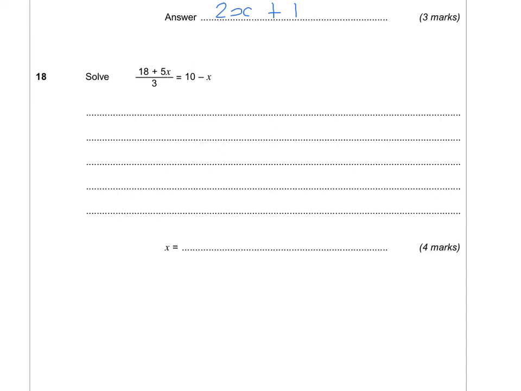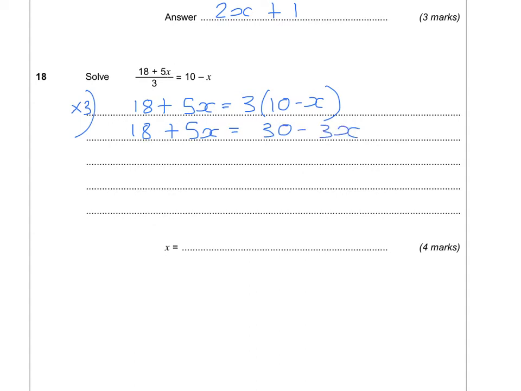Question 18. Solve this equation. Now the key thing to do here, first of all, is to multiply both sides by 3 so we no longer have to deal with a fraction on the left-hand side of the equation. Multiplying both sides by 3 gives us 18 plus 5x equals 3 brackets 10 minus x, or you may wish to multiply out the bracket on the right-hand side straight away. If we expand the bracket on the right-hand side, that gives us 30 take away 3x.